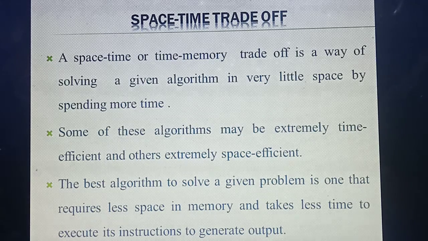Okay, which one is the best algorithm you see? Some algorithms take less space but more time. But some algorithms take less space and less time. Which one is the best one? The algorithm which takes less space and less time is considered a good algorithm.